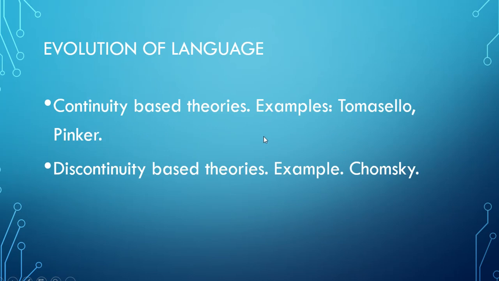The main division is between continuity-based theories and discontinuity-based theories. Continuity-based theories say that language is based on animal communication. It's just a somewhat more complicated form of it. Discontinuity theories, on the other hand, say that human language is really something different. Something must have happened in our development to make human language possible.